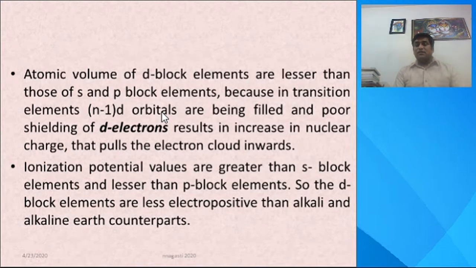Ionization potential values of these transition elements are greater than s block elements and lesser than p block elements. So these values are in between s and p. So these d block elements are less electropositive than alkali and alkaline earth metals.